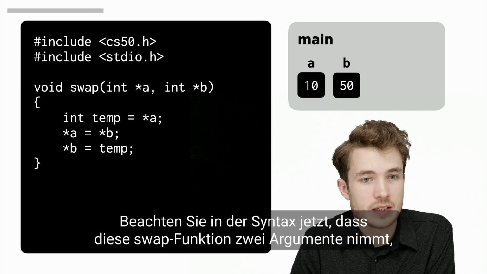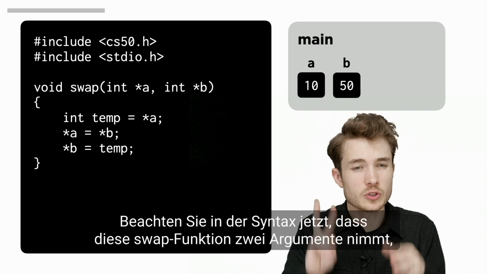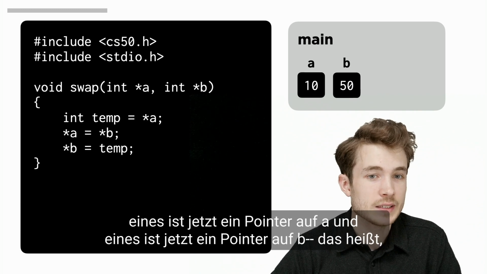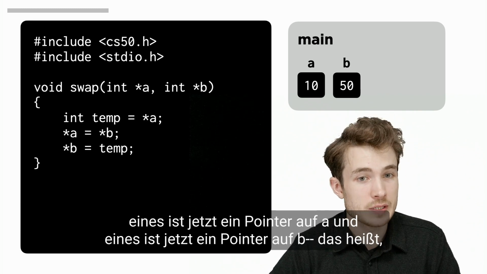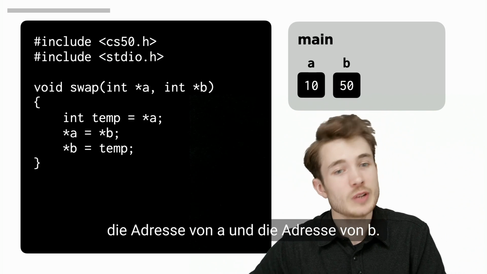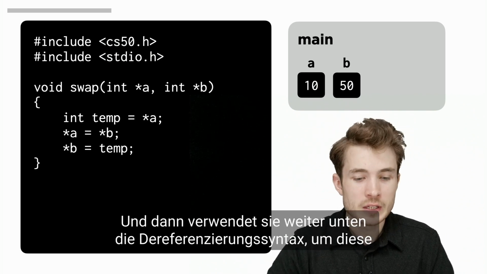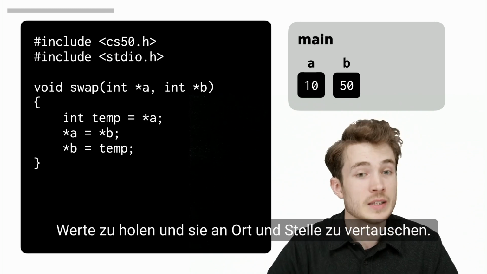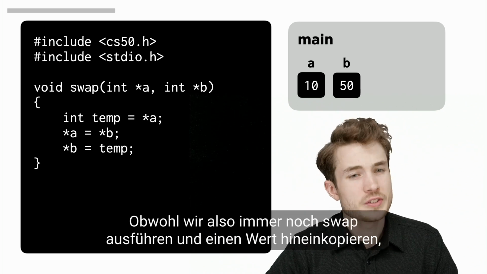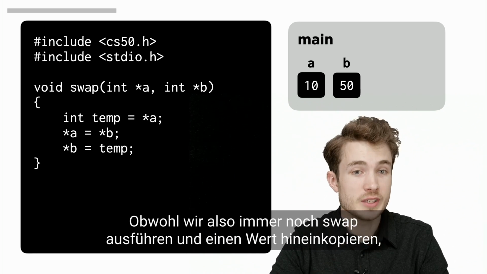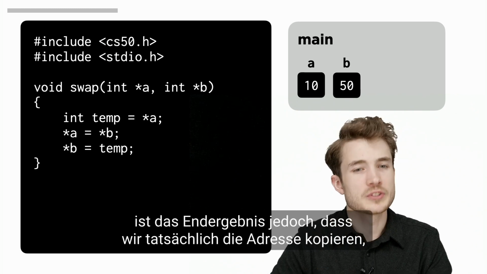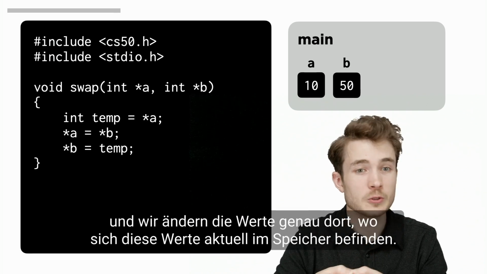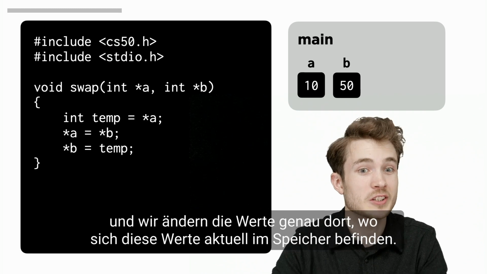So notice in the syntax now, this swap function is taking two arguments, one that is now a pointer to A and one that is now a pointer to B. That is the address of A and the address of B. And then down below, it's going to use the dereference syntax to go and get those values and swap them in place. So although we're still running swap and we're copying in some value, the ultimate result, though, is that we actually copy in the address and we change the values exactly where those values currently are in memory.